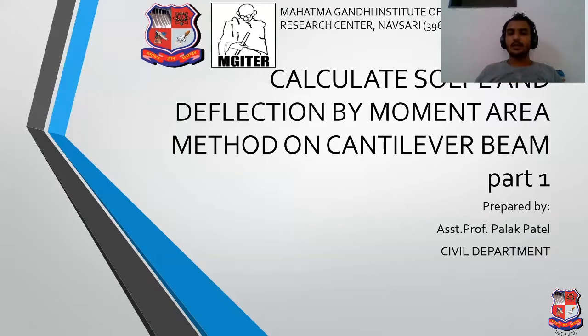The topic is: calculate slope and deflection by the moment area method on a cantilever beam. This is Part 1. There will be 2 more parts.